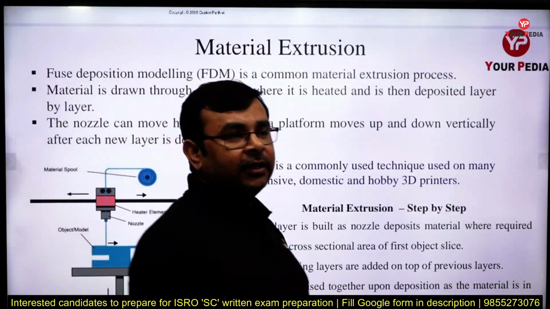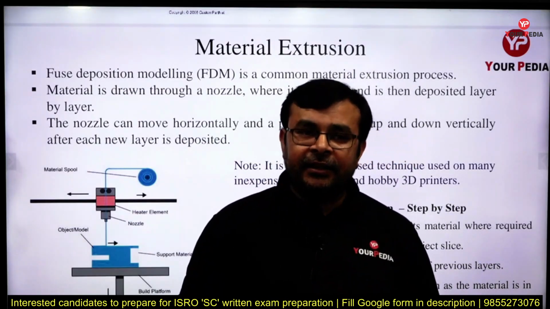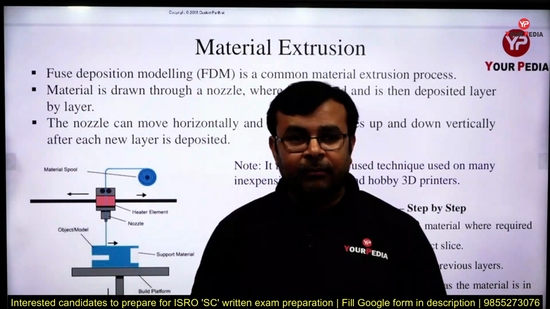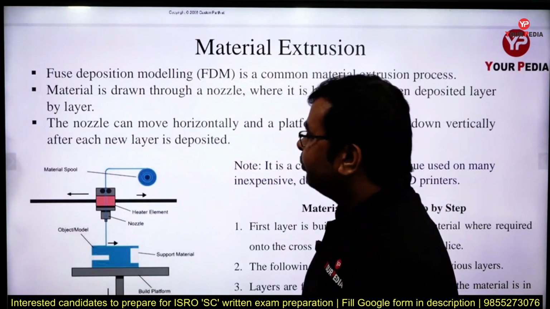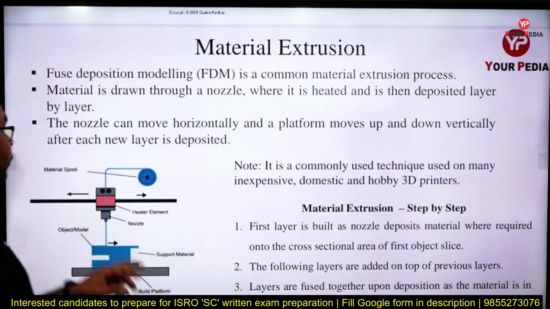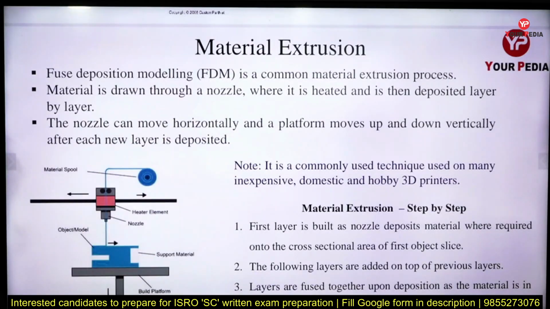The nozzle is provided with horizontal motion along the x and y axes, and similarly the build platform is provided with vertical motion, either up or down. After that, you can see the nozzle can move horizontally and the platform moves up and down vertically after each new layer is deposited.